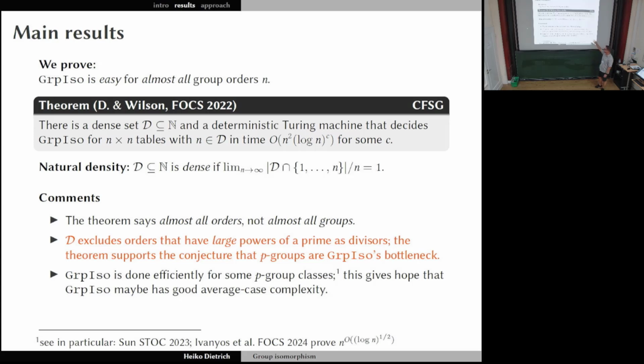So this theorem supports the conjecture that p-group isomorphism is really the bottleneck of group isomorphism, because for all those orders it's very easy. And on the positive side, for some classes of p-groups there has been recent impressive progress, most notably by Sun and Ivanov, and Sun and Sao. They looked at large classes of p-groups and proved very good complexity bounds. So maybe altogether this could be used to prove that the average case complexity is not too bad.